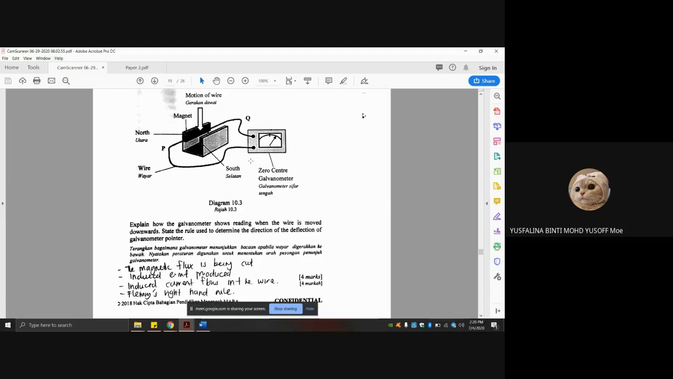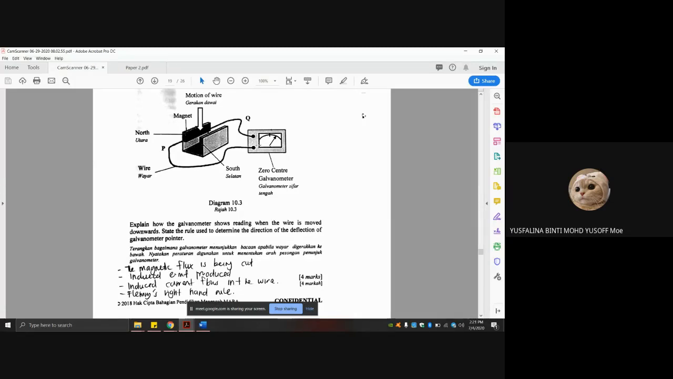Okay, but the Fleming right hand rule is used to determine the direction of induced current. Since if you want to produce the induced current, you have to move the wire to cut the magnetic flux, then induced current is produced. So you already know the force because you move it, right? But you don't know the direction of the current.